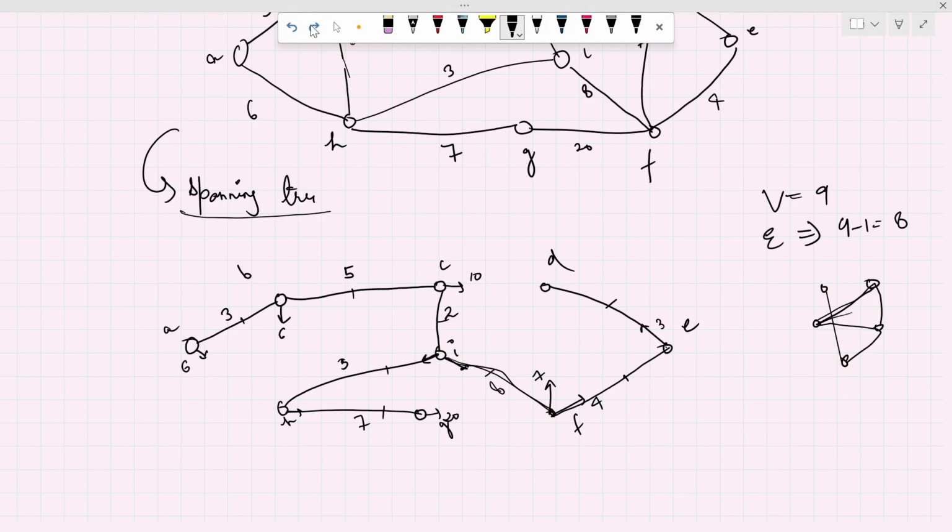Okay, so this is all about the minimum spanning tree concept in this video.